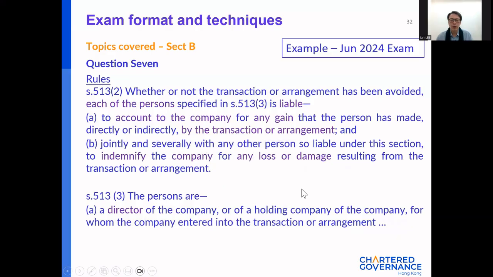And then, of course, no matter whether the transaction has been avoided or not, the following persons will be liable to account to the company for any gain, and also to indemnify the company for any loss or damages. So this is all part of acting in the interest of the company. If you did something that's not approved by the company and you turn out to have any gain, you need to pay that gain to the company. But if there's any loss, then you need to indemnify the company, meaning you will have to bear the loss. So who are those people? You can look at section 513, subsection 3, and it will include a director of the company.